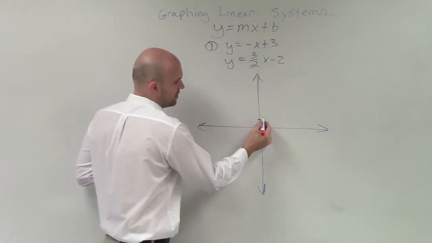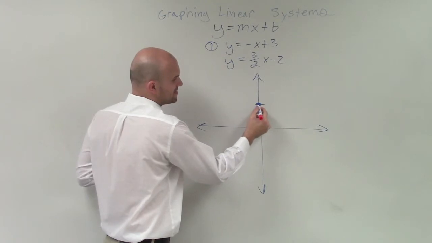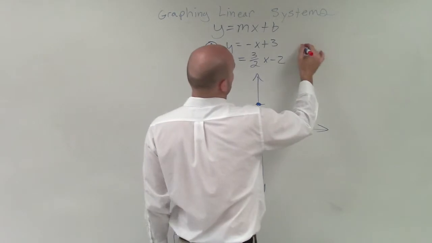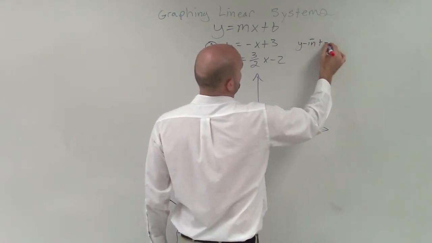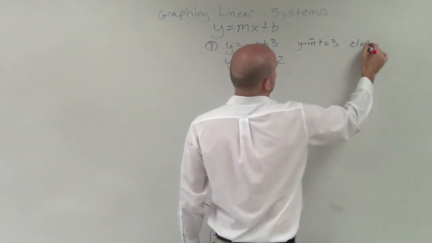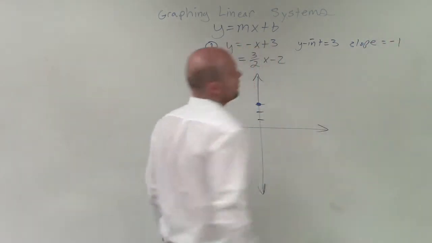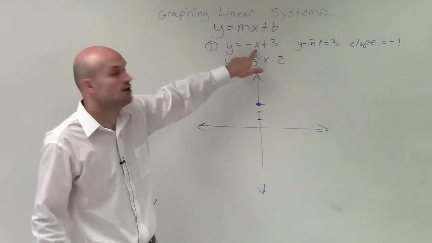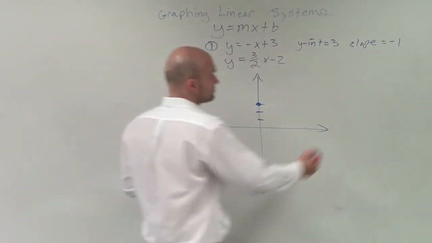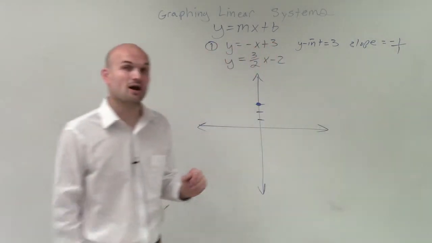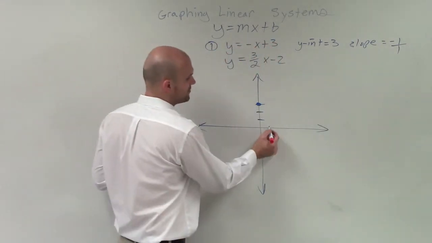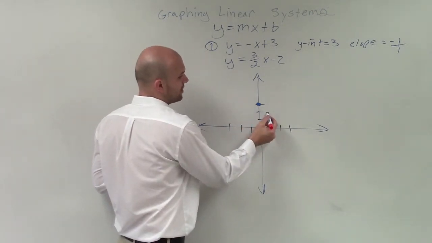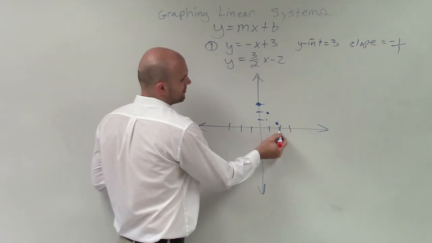So I go up to 3, 1, 2, 3, and make a nice big circle. Then I take a look at the slope. The y-intercept is equal to 3, and the slope is equal to -1, because remember the slope is your m. What value is being multiplied by x? In this case, it's -1, and we can rewrite that as -1 over 1. So from 3, I'm going to go down 1 over 1, down 1 over 1.